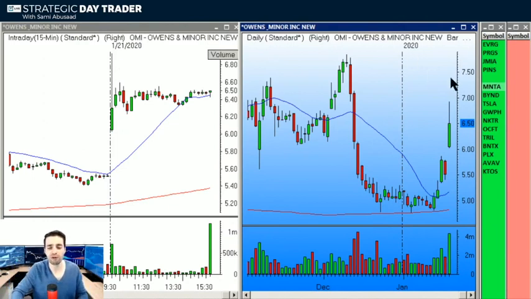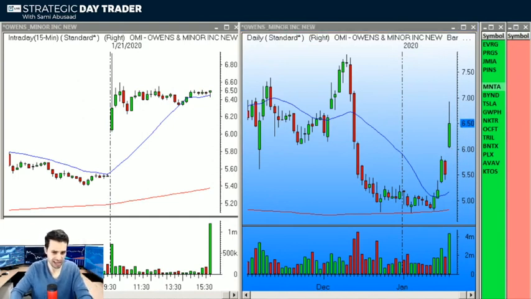So that's why I focus on gaps. First, they create a lot of volatility. Second, they give us the concept of trapped traders. So if you can read the chart, you'd be able to identify whether the stock has trapped traders or not.